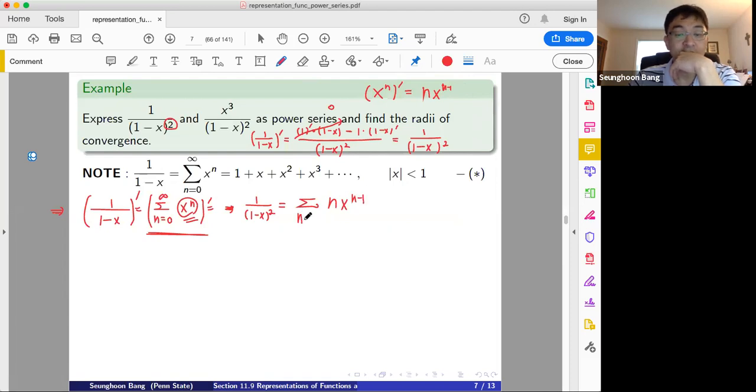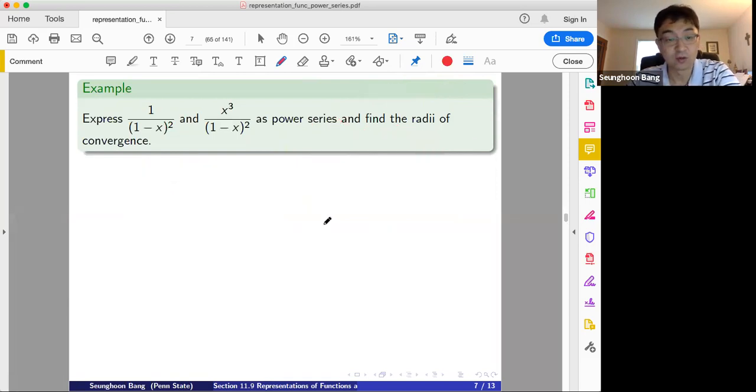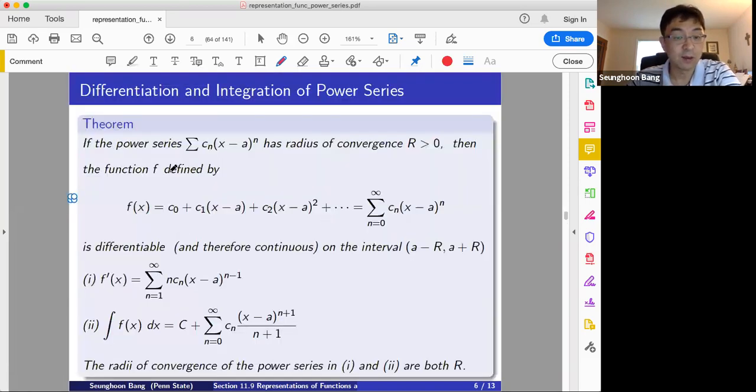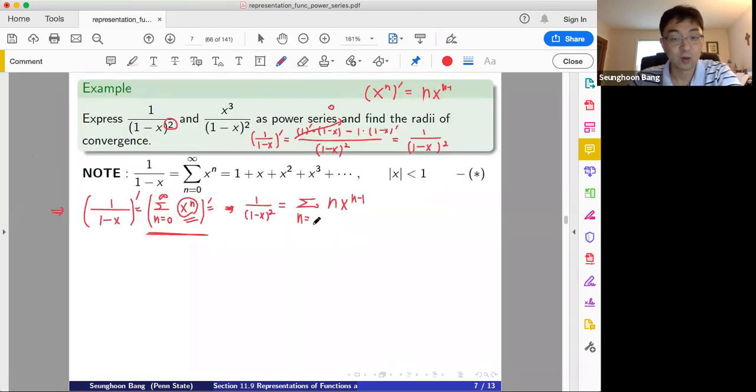What is the initial index? N equals what? Do you know this one? What is one? Yes, change one. Do you remember the previous one? The power series has n equals 0 to infinity. Take a derivative, change one. So it becomes n equals 1 to infinity, like this. So we have this result.